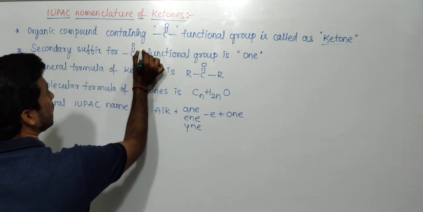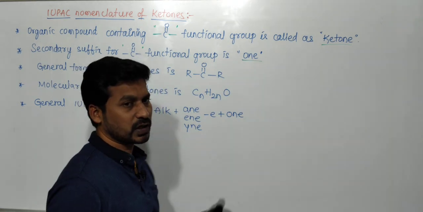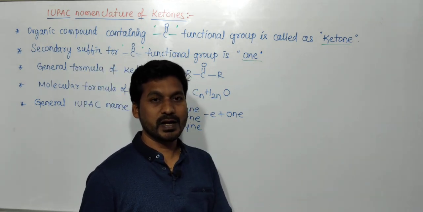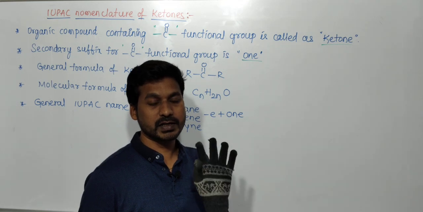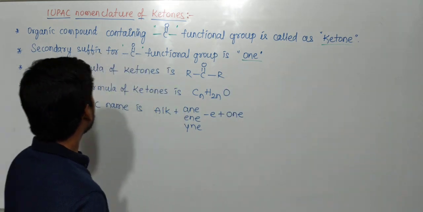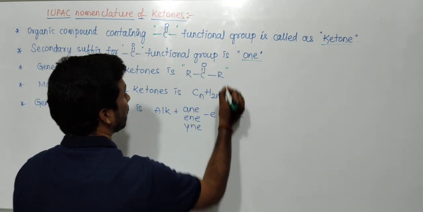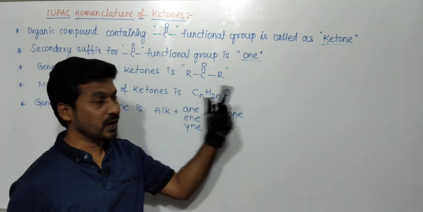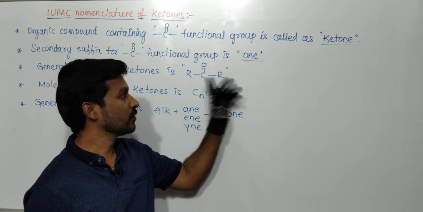Secondary suffix for ketone functional group is ONE, on. There is no other secondary suffix, unlike aldehydes which have AL, al, and carbaldehyde, two secondary suffixes, but here only one secondary suffix. General formula of ketones is R C double bond O R. For aldehydes R C double bond O H. Here R C double bond O R.